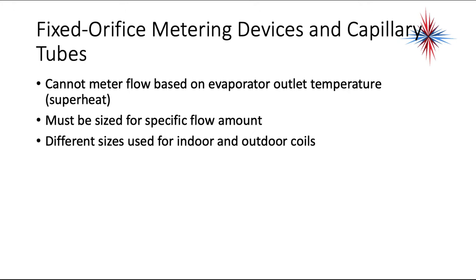Fixed orifice metering devices and capillary tubes cannot meter flow based on evaporator outlet temperature. In other words, they cannot tell what that superheat is. They have to be sized for a specific flow amount, and there are different sizes used for the indoor and outdoor coils.